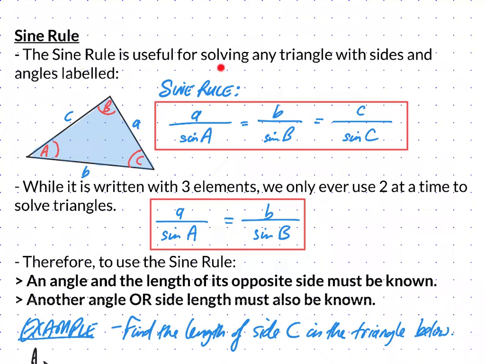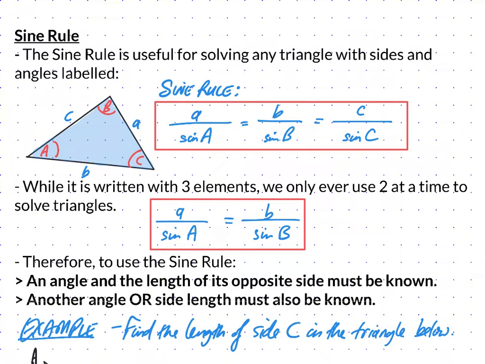So the sine rule is useful for solving any triangle with sides and angles labeled thusly. If you have an angle, usually written as a capital letter, the side written in lowercase is always opposite to it. That's accepted in maths. So if you're labeled like this, A, B, and C, and all the opposite sides are also a, b, and c, then you can use the sine rule in this situation.